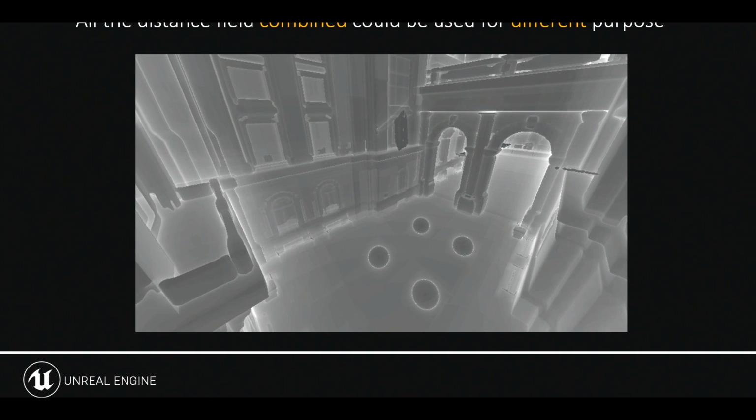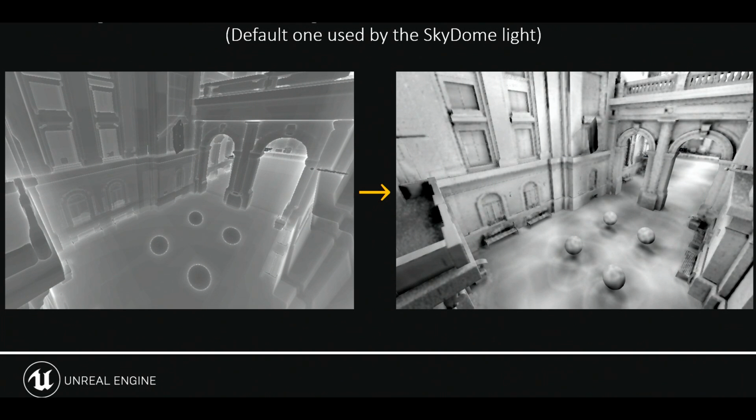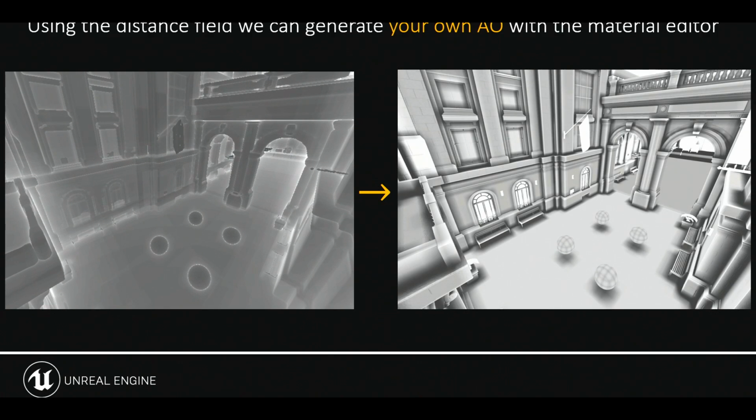When you put them all together, that's what it looks like. Those can be used for a lot of different things. They can be used by default for generating the distance field ambient occlusion. We call that the DFAO. It's the default one that is used in a Skydome. But you can also use those to generate your own AO, for example.